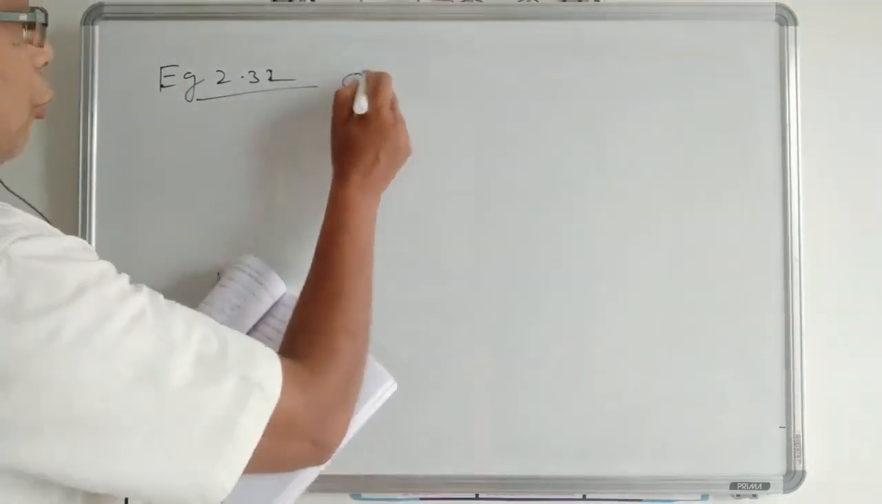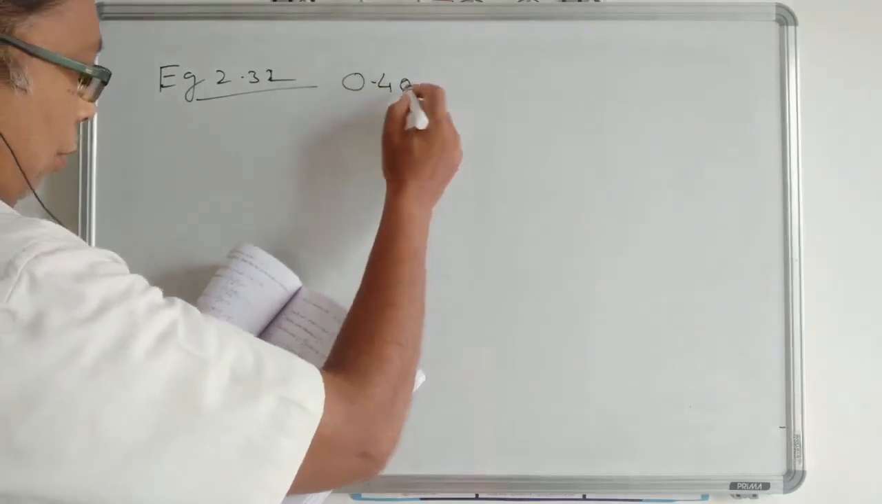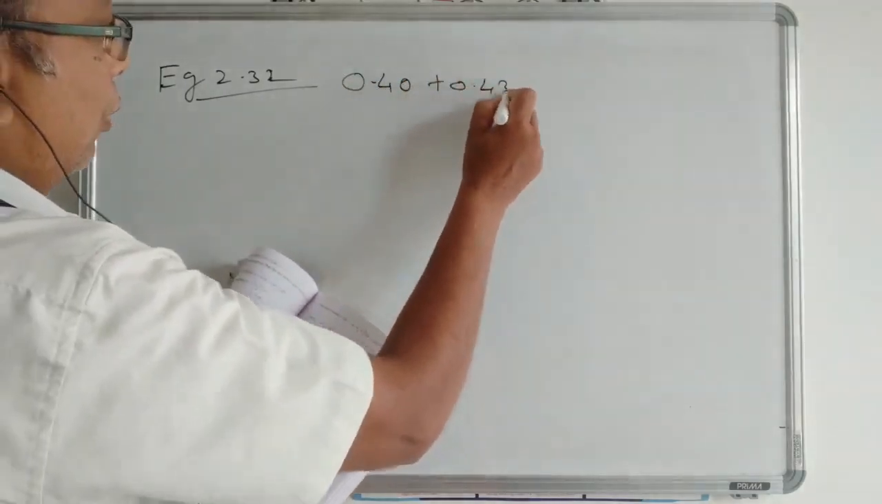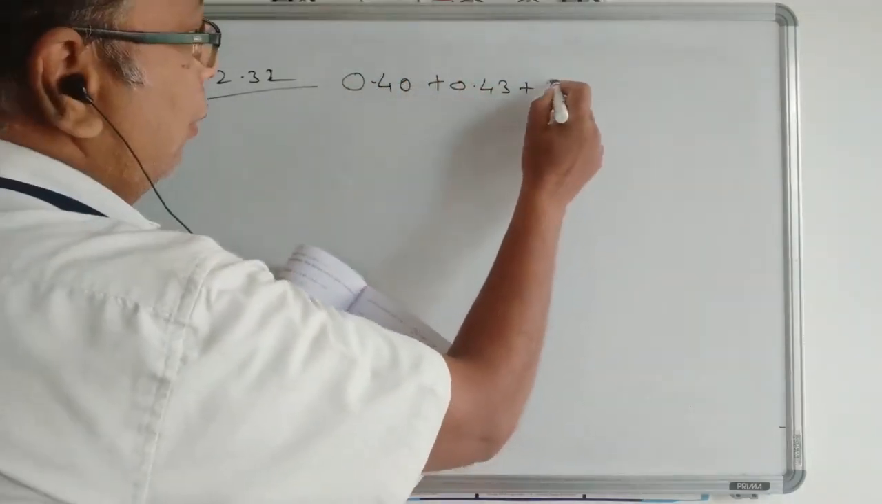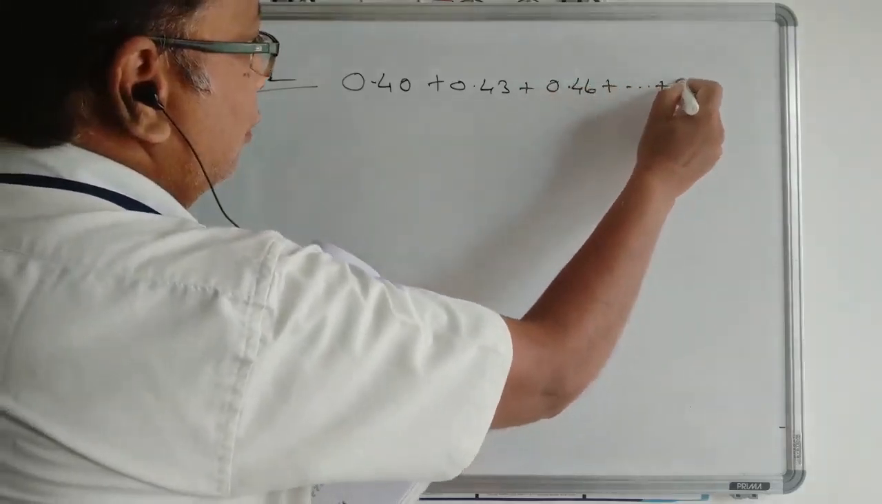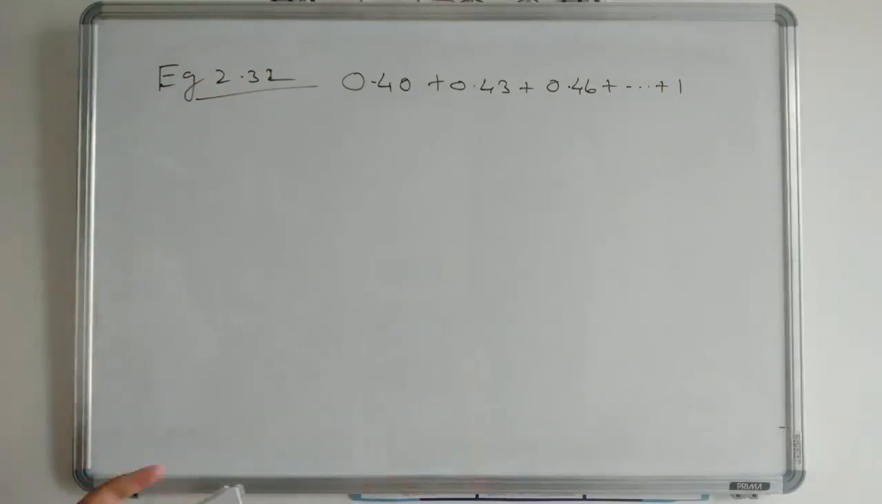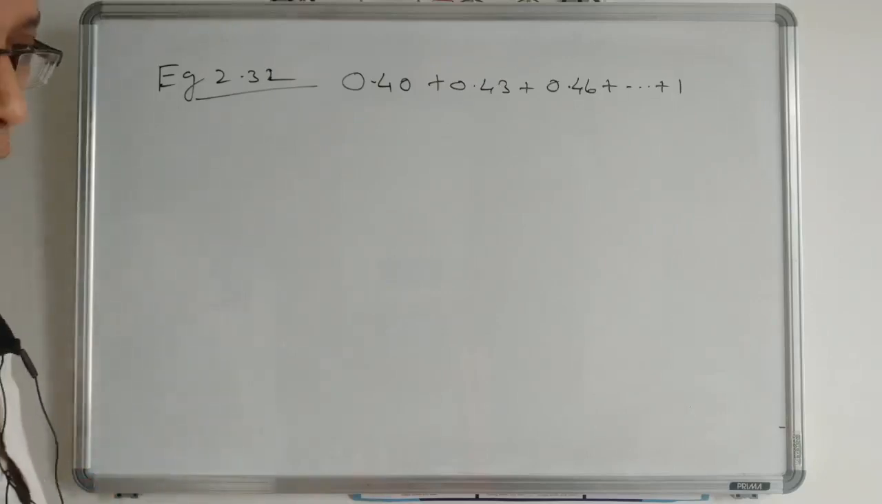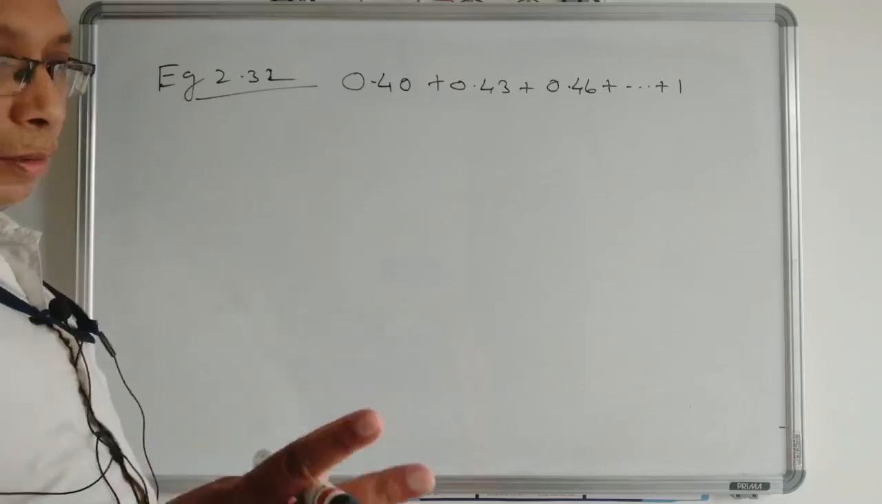Example 2.32. Find the sum of the series 0.40 plus 0.43 plus 0.46 plus etc. plus 1. We want to find the sum of the given series. There are two ways to find the sum of the series.